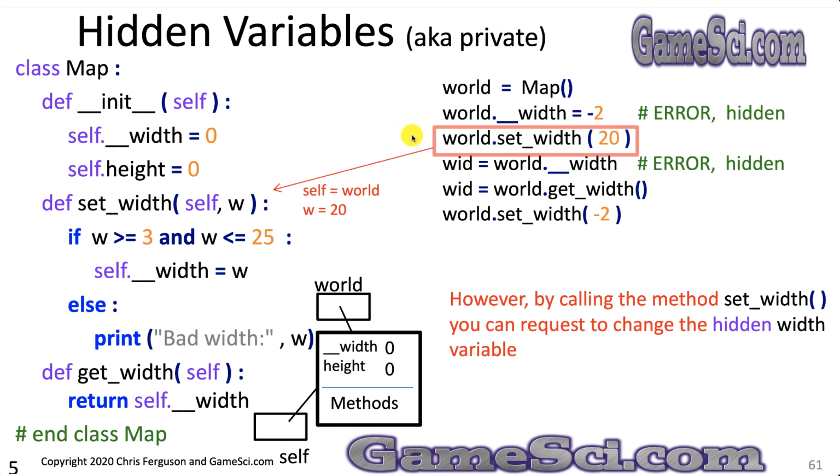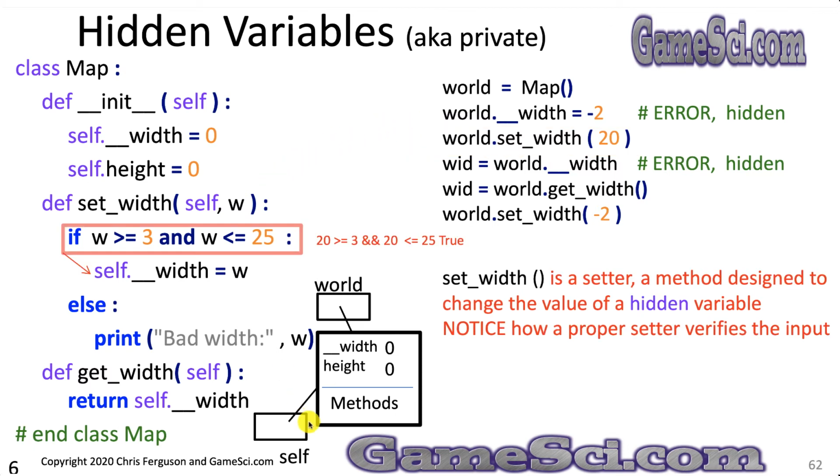But what can I do? I can call a setWidth method. I'm going to use the world reference to call the setWidth method and pass it a 20. This would mean self would be equal to world and w would be equal to 20. However, by calling the method setWidth, you can request to change the hidden width variable. This is allowed. Instead of directly changing the __width variable, I'll call a method and ask the method to change the width variable to 20. Notice that the self reference is pointing to the same object as world is pointing to.